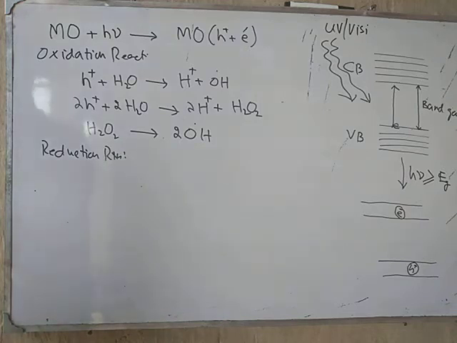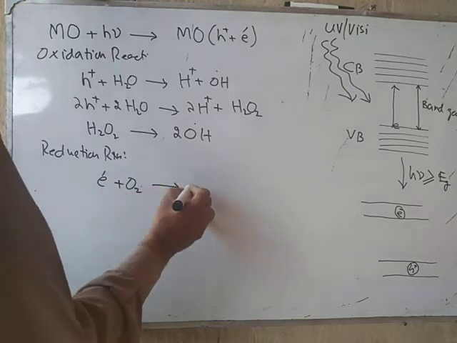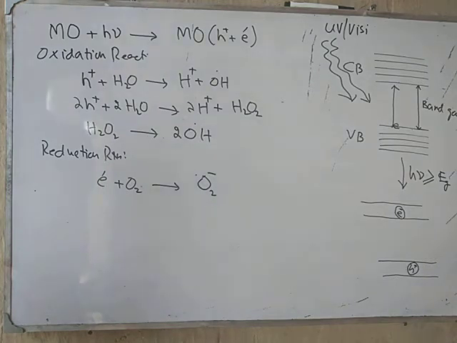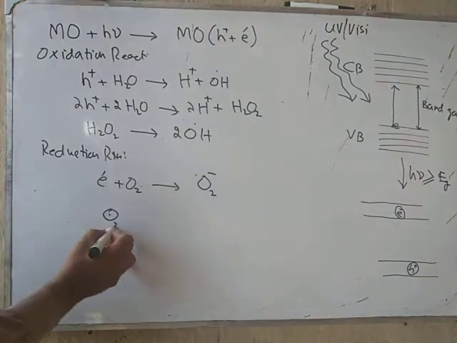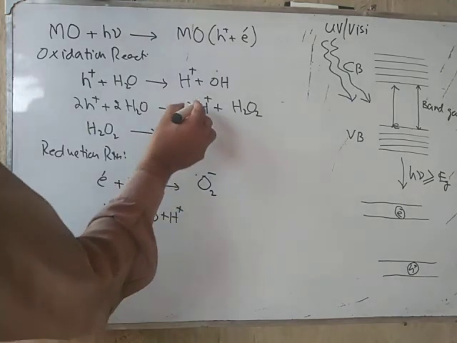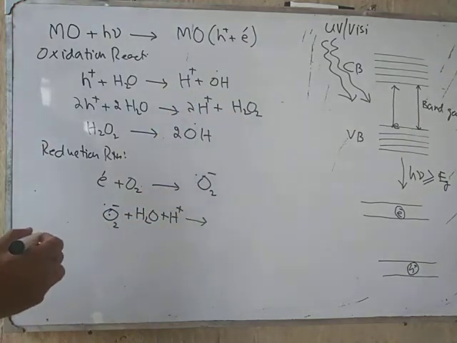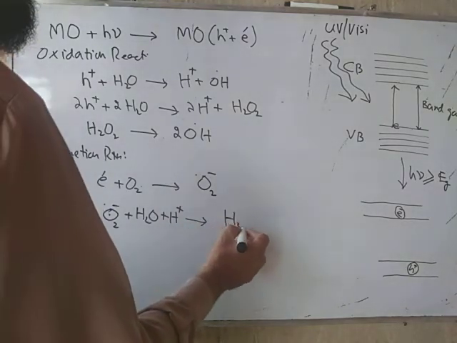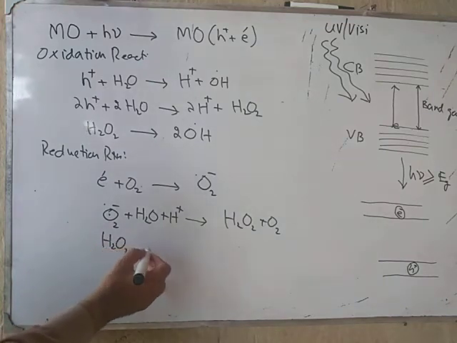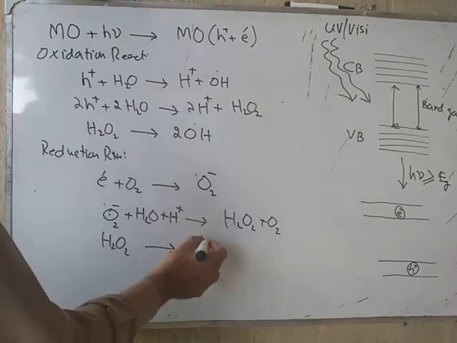वो क्या है कि electron reacts with oxygen and produces superoxide anion radicals. This superoxide anion radical further reacts with water in the presence of hydrogen ions. ये hydrogen ions जो पहले रिएक्शन में प्रोड्यूस हो गए हैं, in the presence of hydrogen ions, and they produce hydrogen peroxide and oxygen. And then hydrogen peroxide it further reacts and produces 2 OH radicals.